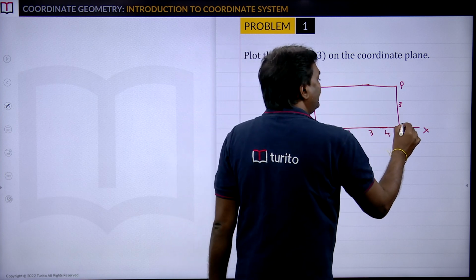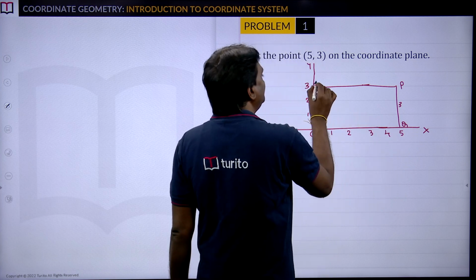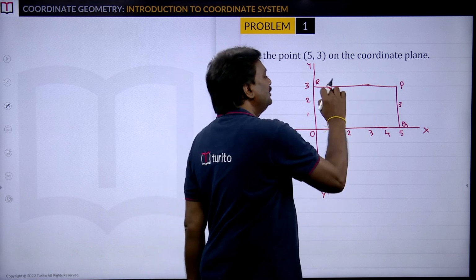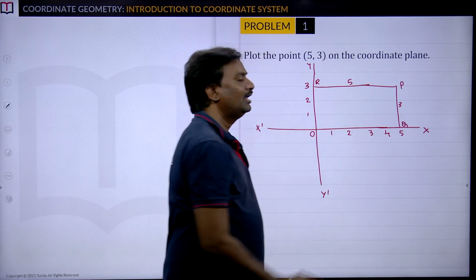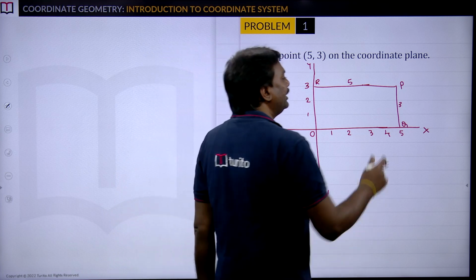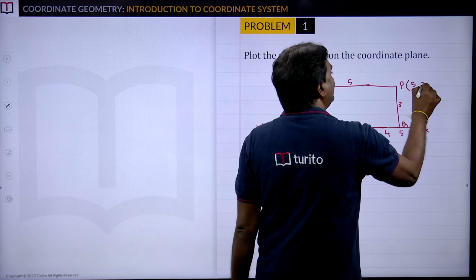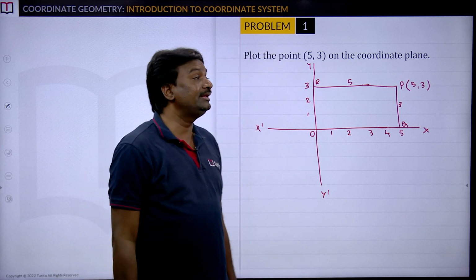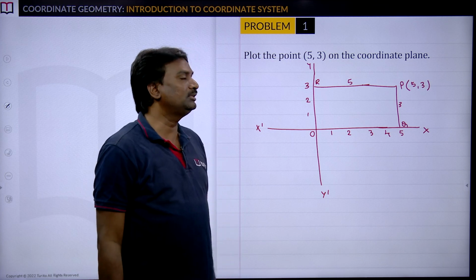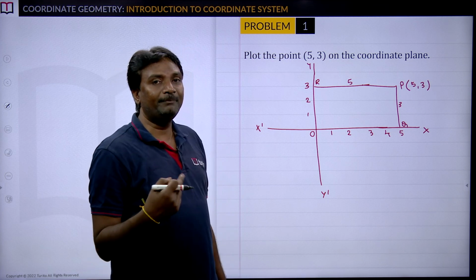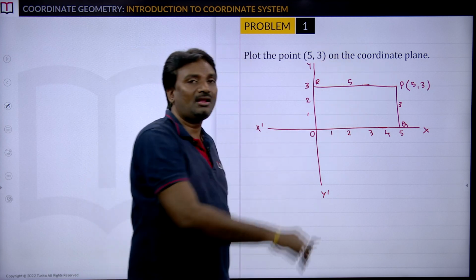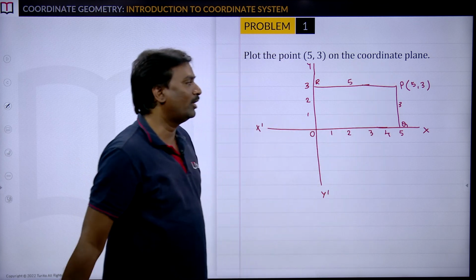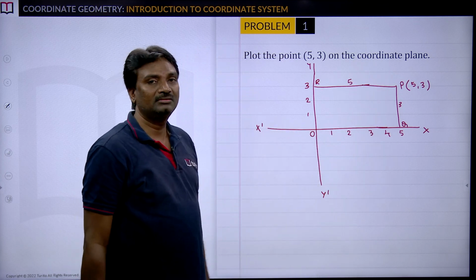For example, if you take this as PQ and this as PR, the length of PQ is 3 units and the length of PR is 5 units. Now we can represent this point on the coordinate plane like this. P (5, 3): 5 is positive, 3 is also positive. That's why we can represent the point (5, 3) in the first quadrant like this, P (5, 3). So hope you understood.